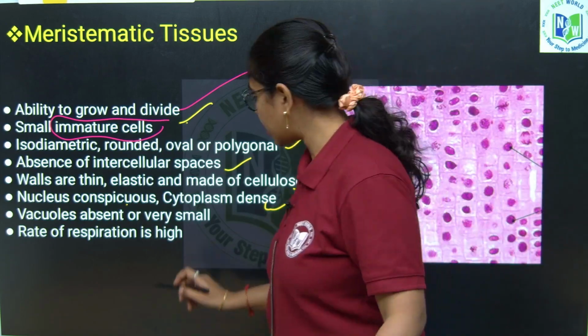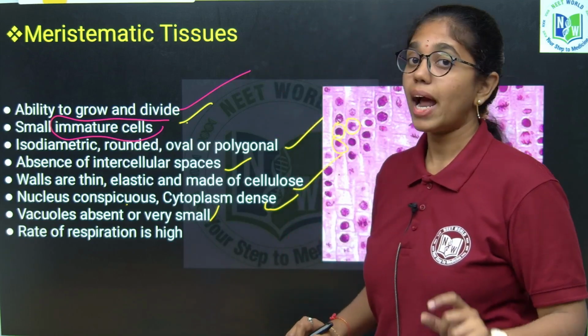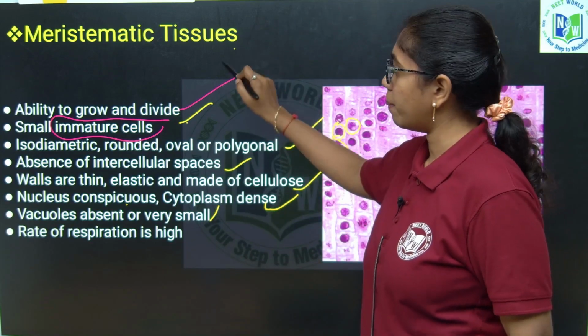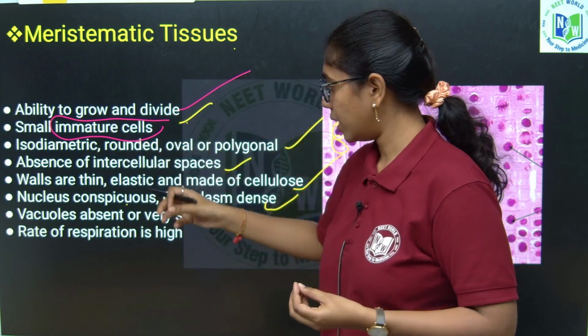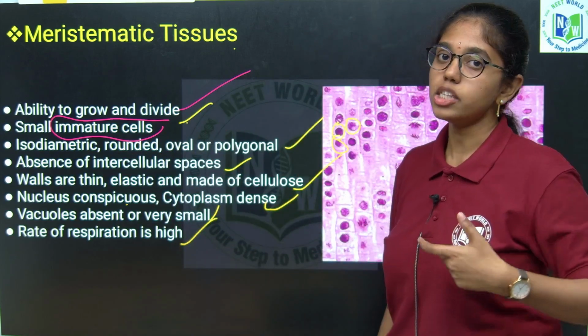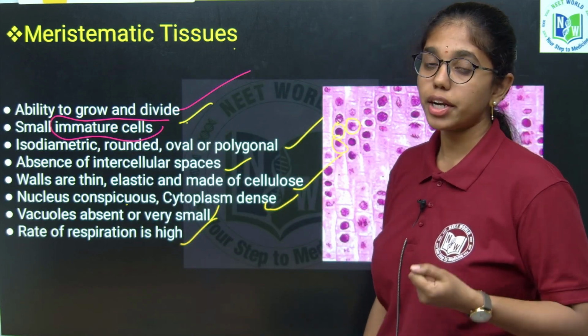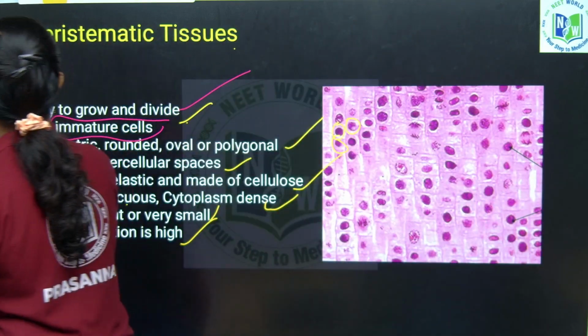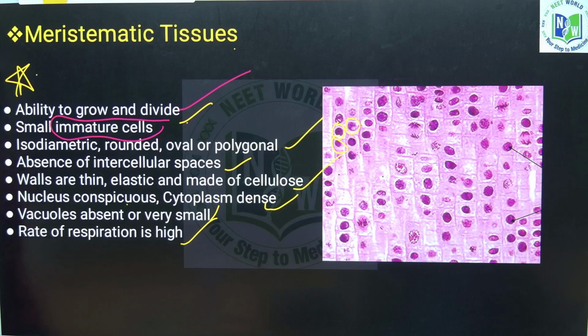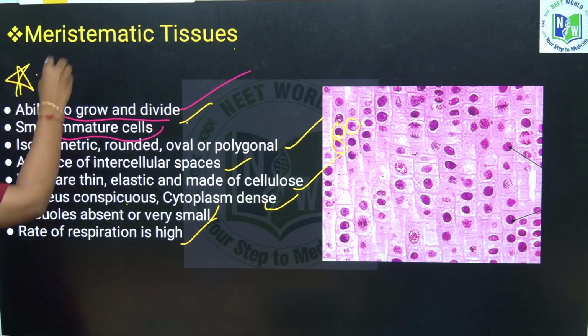Vacuoles are completely absent or they are small, and the most important thing about meristematic tissue is that as they are dividing continuously, their respiration rate is very high. So, these are the important features of meristematic tissue. If you want, you can take a screenshot of it.